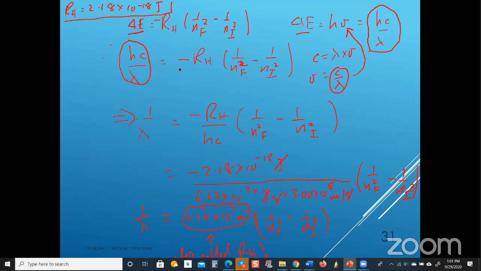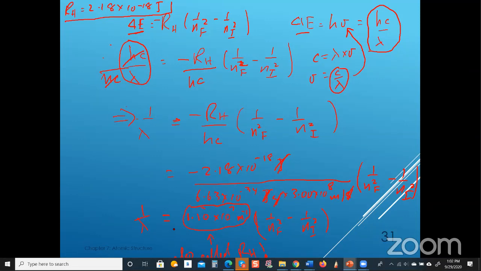And then if we divide both sides by hc, this will cancel with this. You're going to end up with 1 over lambda equals minus RH over hc. RH, as we said before, is equal to 2.18 times 10 to the minus 18 joules divided by h times c down below here. And I did the math and I ended up with 1.10 times 10 to the 7 meters to the minus 1, because the joules cancel out here and here, and the seconds cancel out here and here.